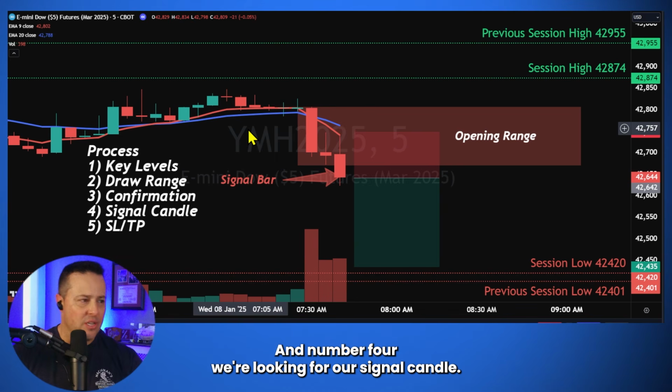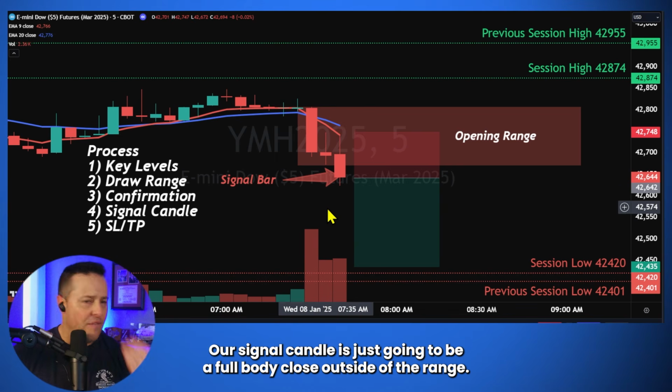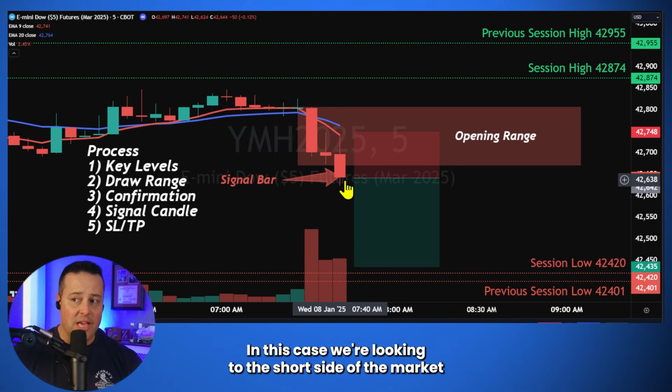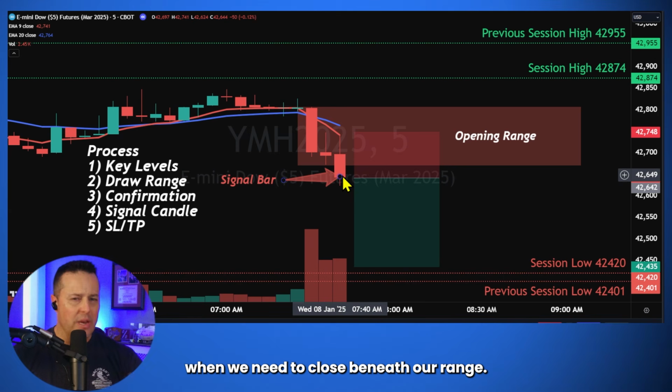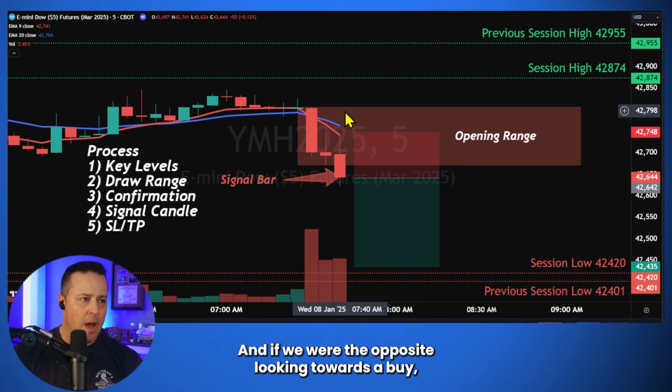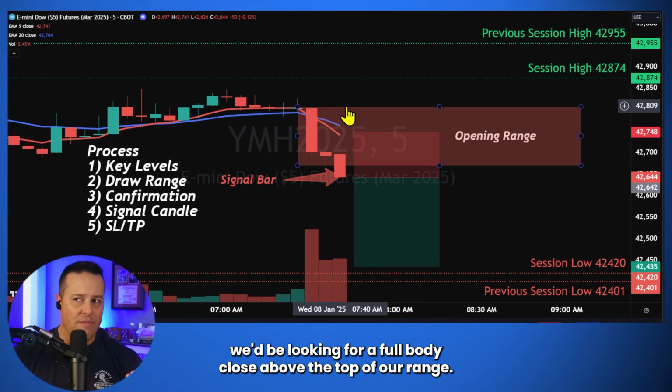And number 4, we're looking for our signal candle. Our signal candle is just going to be a full body close outside of the range. In this case, we're looking to the short side of the market. We need to close beneath our range. And if it were the opposite, looking towards a buy, we'd be looking for a full body close above the top of our range.